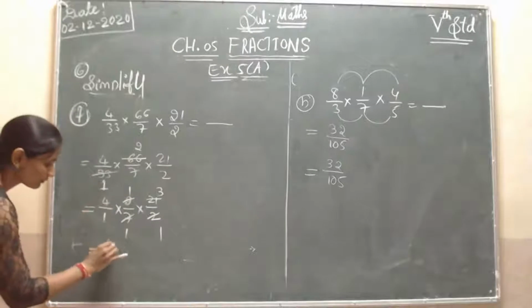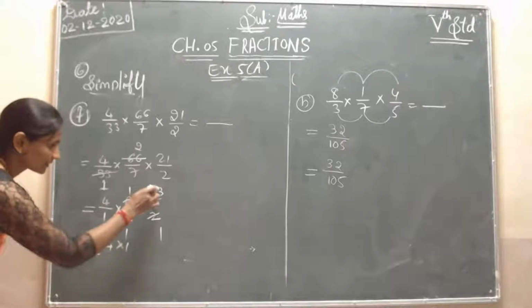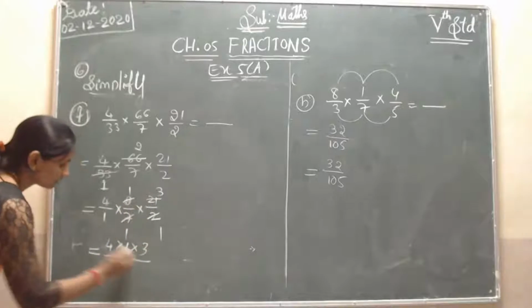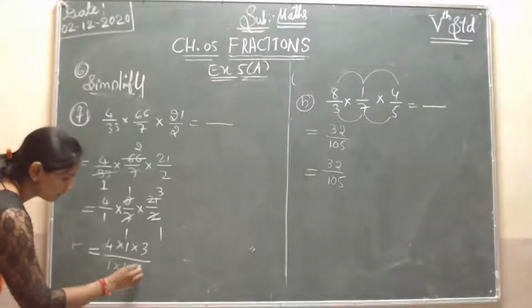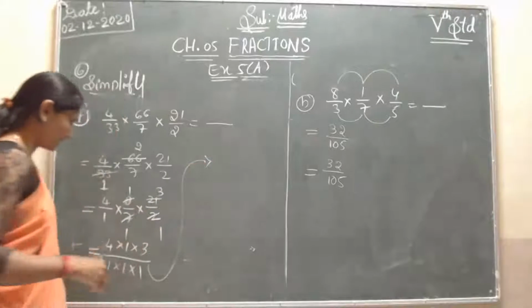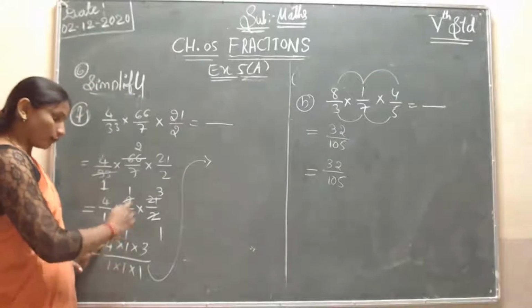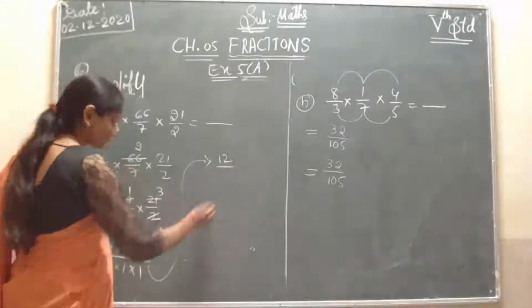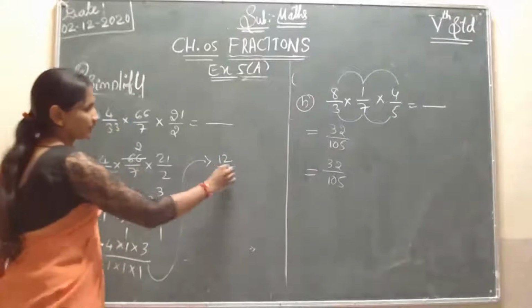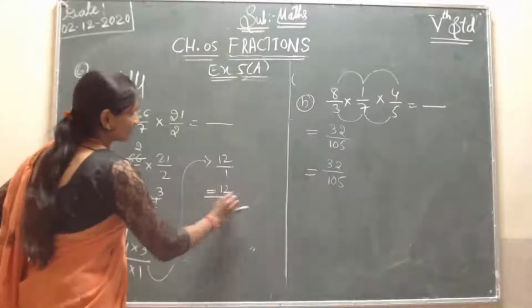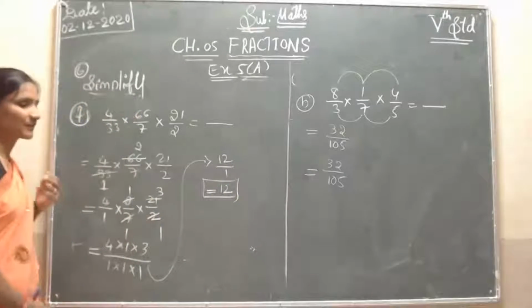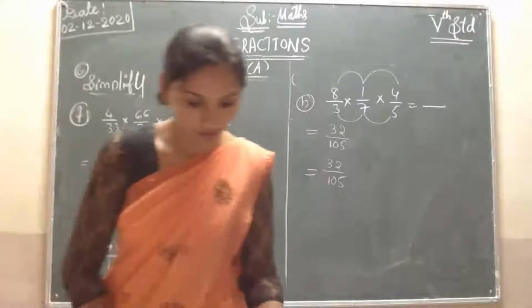Here left 4, here 1, so here 3. So down 1 into 1 into 1. Next, students, 4 ones are 4. 4 threes are 12. 1 ones are 1, 1 ones are 1. So what is the result? 12 is the result for this question.